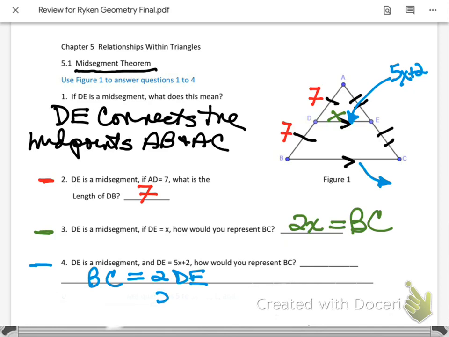Okay, since DE is 5X plus 2, doing the math, I find that BC is 2 times 5 is 10, X plus 2 times 2 is 4. So the answer is that if DE is 5X plus 2, then BC will be 10X plus 4. All right, we have another page of mid-segment theorem coming up.